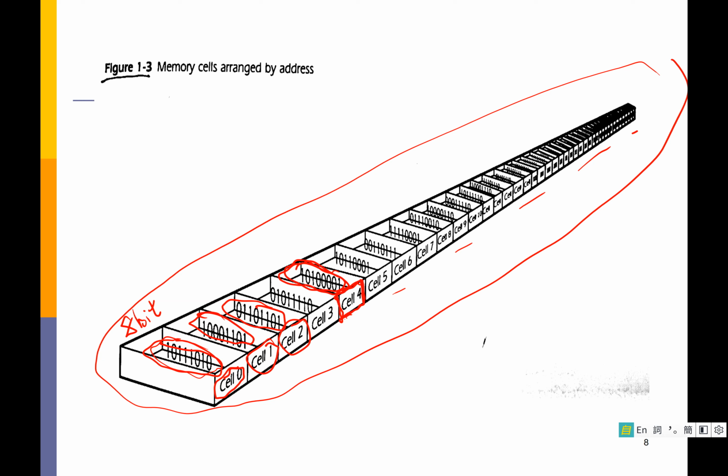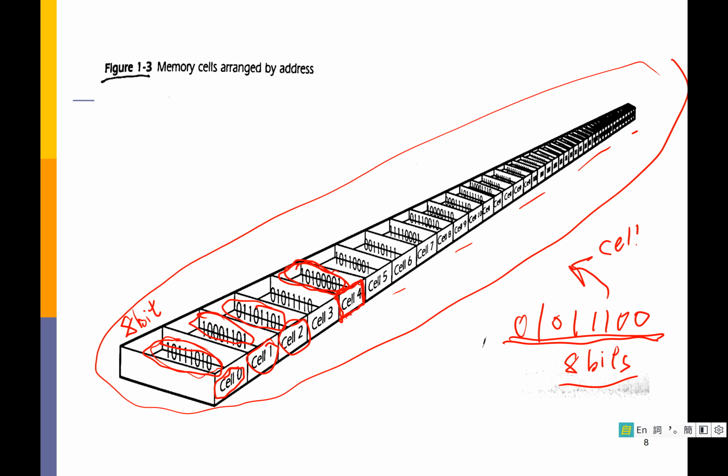Now, you issue another command. Say this 1 byte of value, say 0101 1100. Okay, this is 8 bits. This 8-bit value, please put into cell 8. So you find cell 8, and this sequence of 8-bit value will be saved in this location.